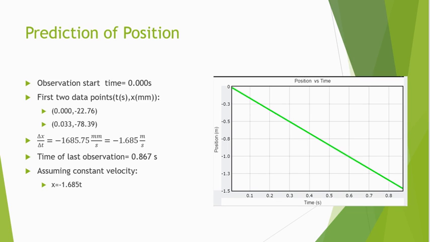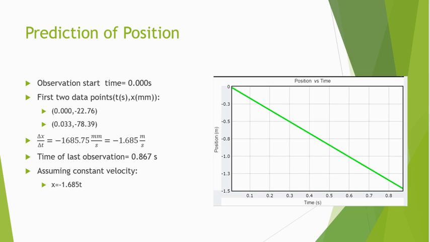So in modeling this, there were a couple of data points that I wanted to get, and those were taken from the Tracker software. So I know the observation start time was 0 seconds. The units were time in seconds and then position in millimeters. So the first data point was time equals 0 and position equals negative 22.76. And the second data point was time equals 0.033 and position equals negative 78.39, and as you can see, the position keeps getting more and more negative, which is why the axis was oriented the way that it was.